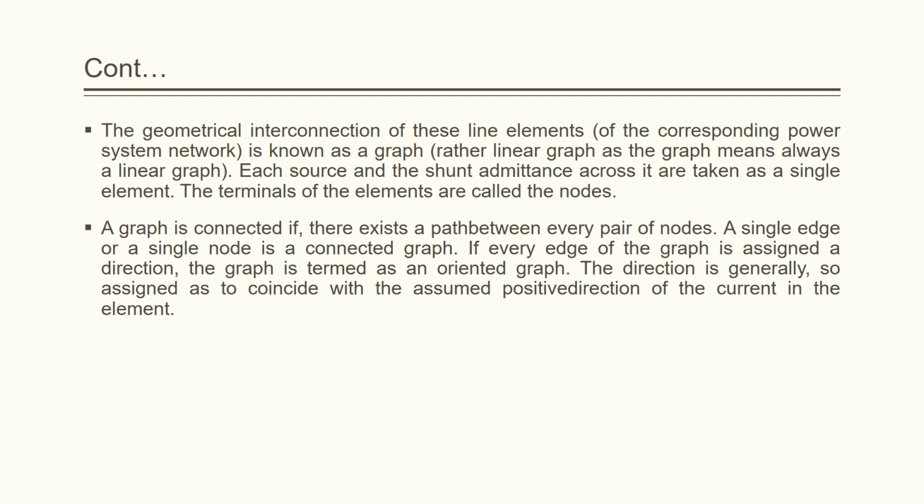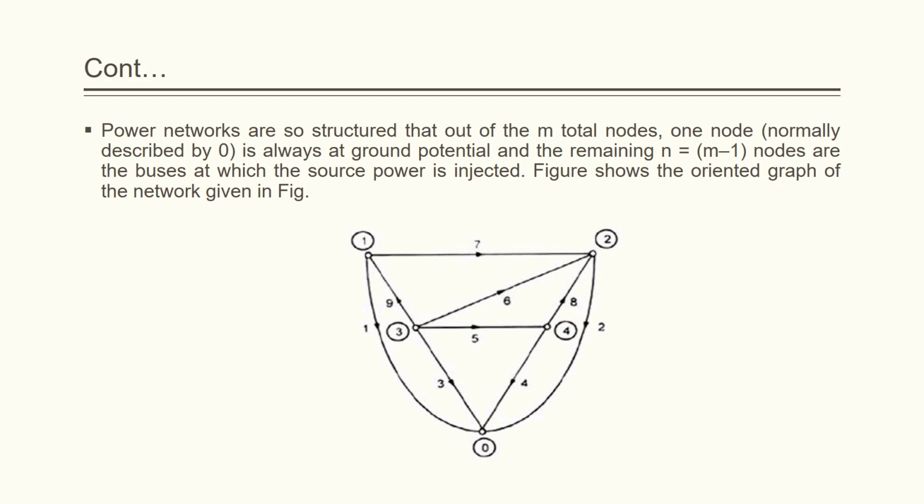If every edge of a graph is assigned a direction, the graph is termed an oriented graph, and the direction is generally assigned to coincide with the assumed positive direction of the current in the element. So here you can see a sample graph. The power network is so structured that out of m total nodes, one node is always at ground potential, and the remaining m minus 1 nodes are the buses at which the source power is injected. The figure shows the oriented graph of a network.